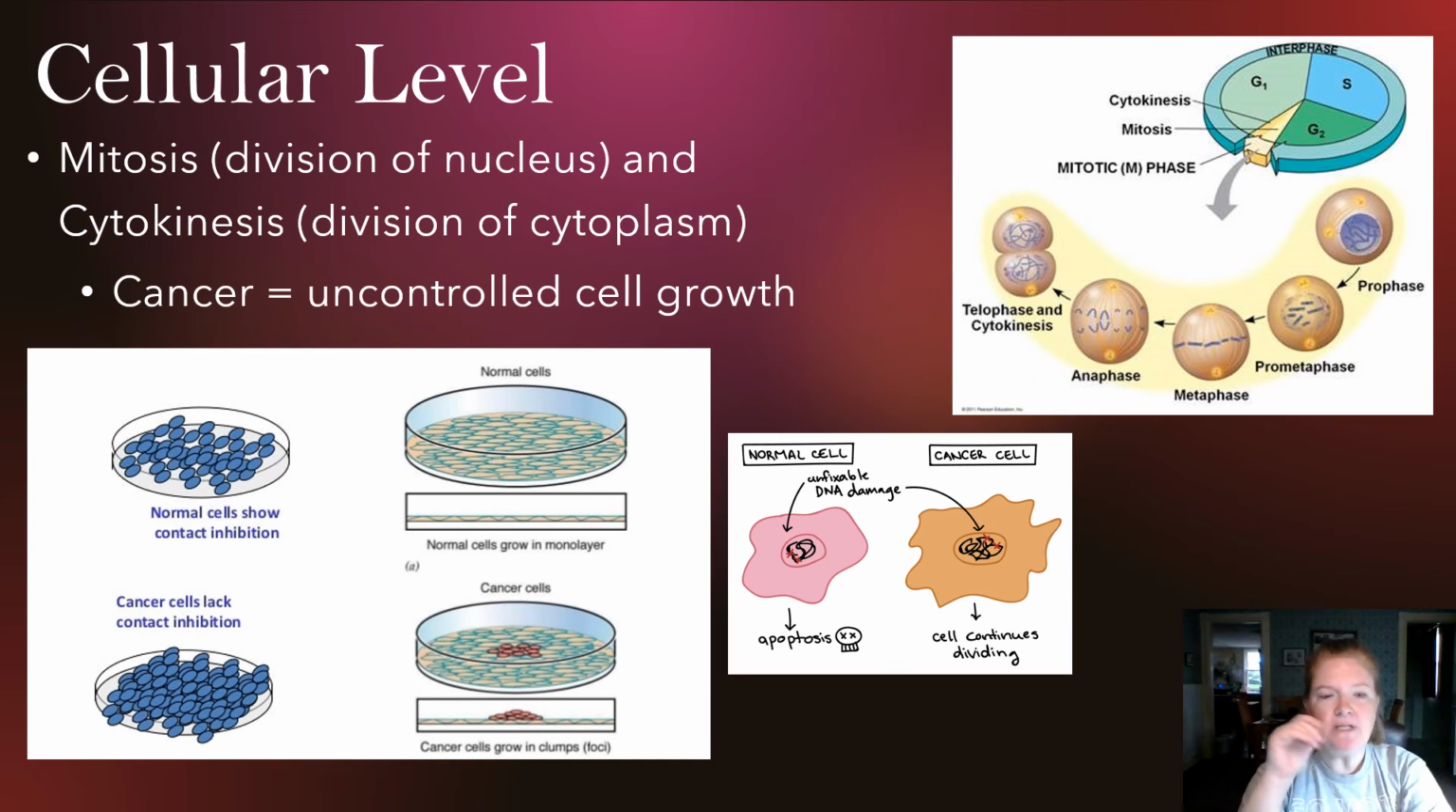Okay, so you can see in those pictures, normal cells are going to show some contact inhibition, so they're not going to grow too close. In cancer cells, they may lack that inhibition and they might grow in clumps, which might create tumors. Okay, so they might grow too quickly, they might grow abnormally, so not having those same growth constraints as normal cells.